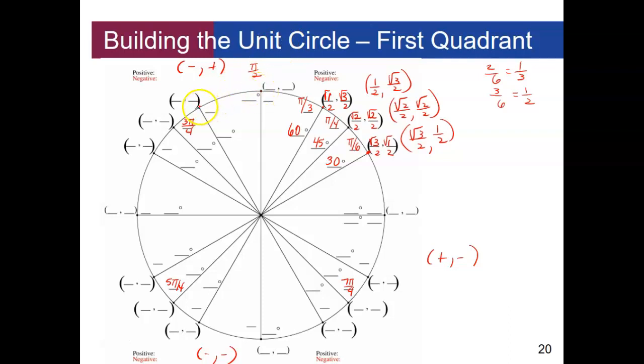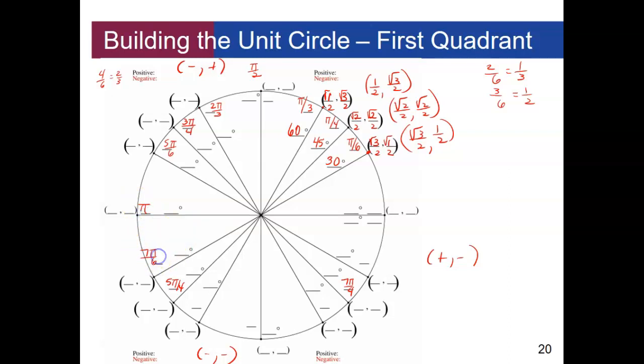Okay, 4/6 is going to reduce to 2/3, so I'm going to have 2 pi over 3. This is going to be 5/6. 5/6 won't reduce, so this is going to be 5 pi over 6. 6/6 is just pi.